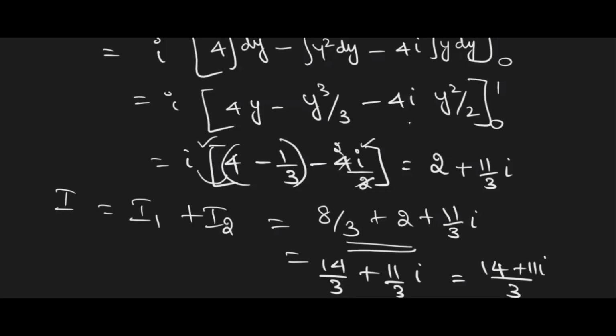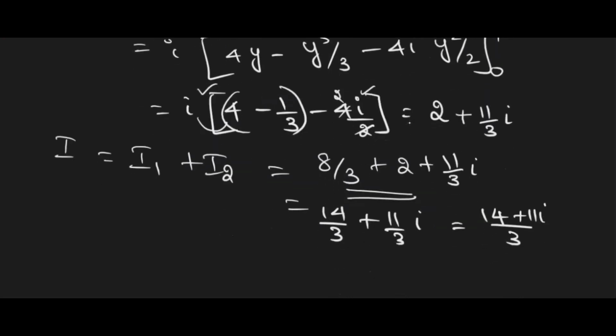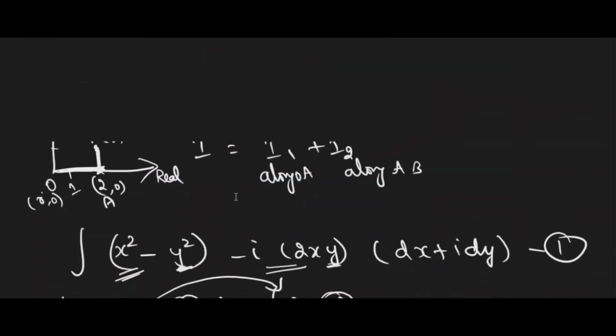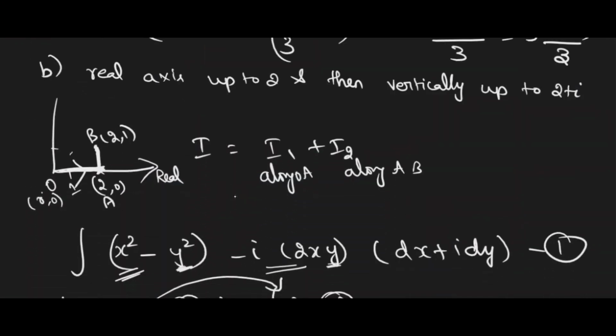So the same question along two different paths we have seen. First is along x is equal to 2y, and the second one is along the real axis up to 2 and then vertically up to 2 plus i. Since there are two paths here, we are adding 0 to A plus A to B. Don't change the direction because the integral limits will change.